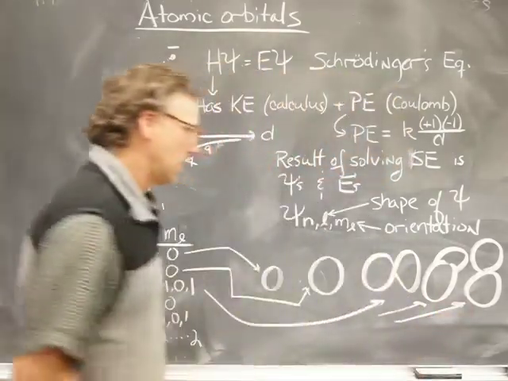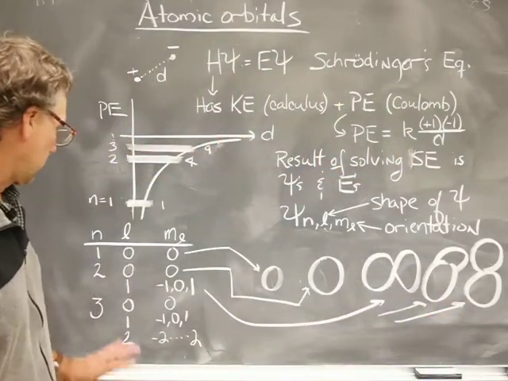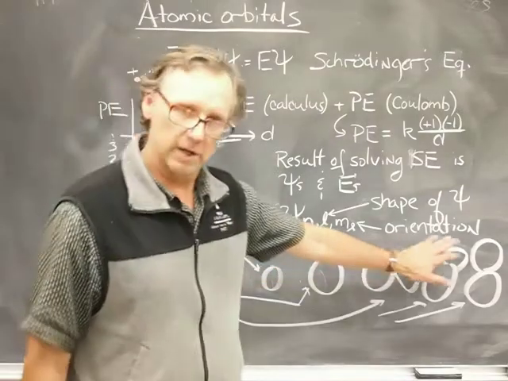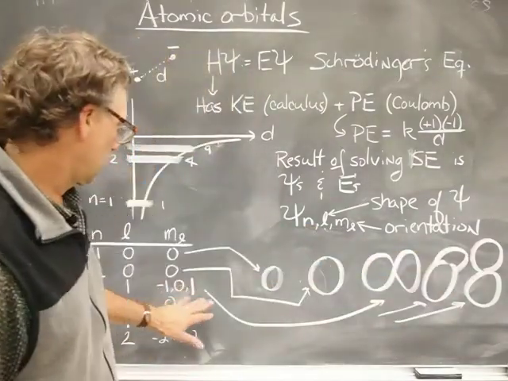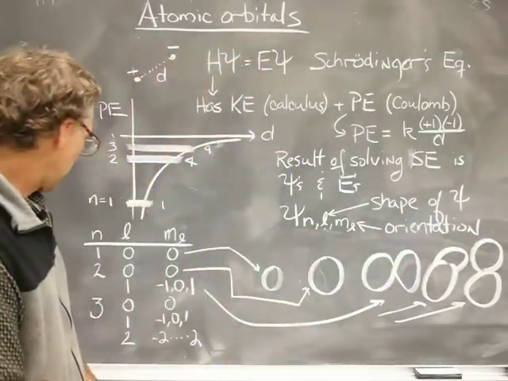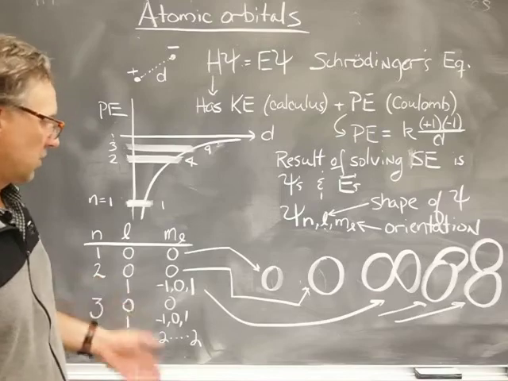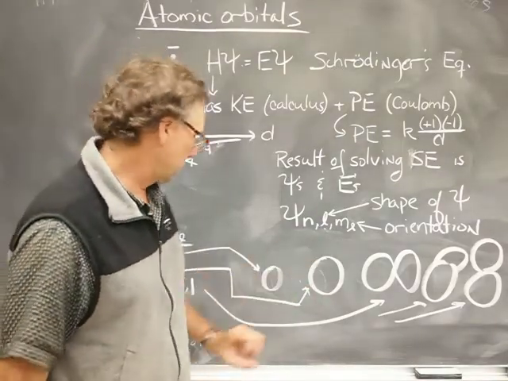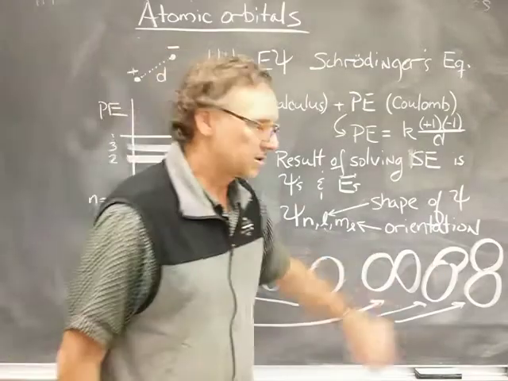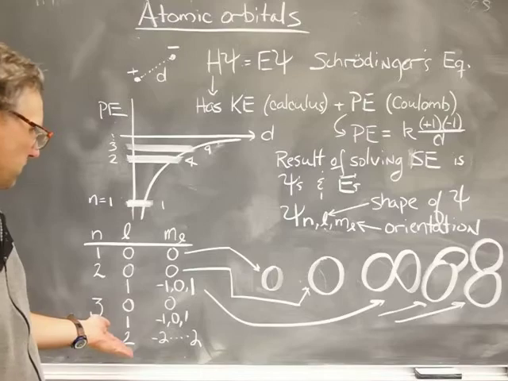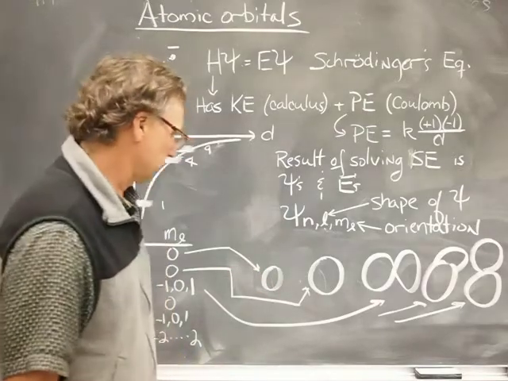So now we have another idea cropping up. M sub L determines the orientation of the orbital, and you can see that they're in 3 different orientations. And L obviously determined the shape of it, because when L was 0, we got spheres, and when L was 1, we got these dumbbells. We can go on beyond that, but I don't have room to draw the rest of them for you.